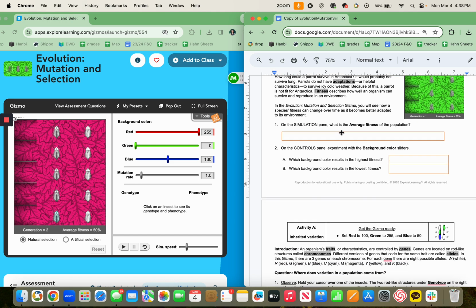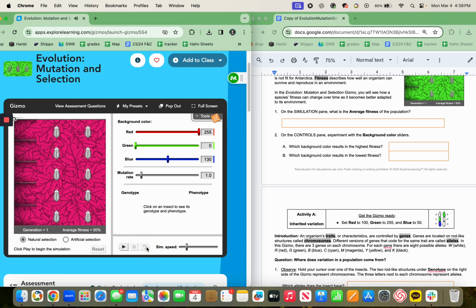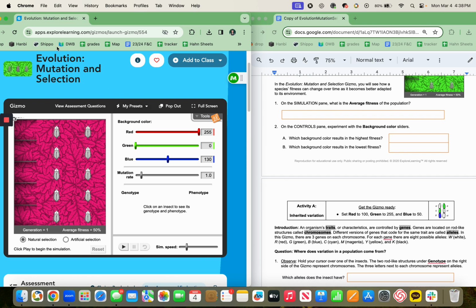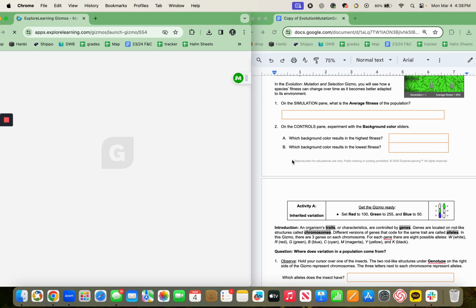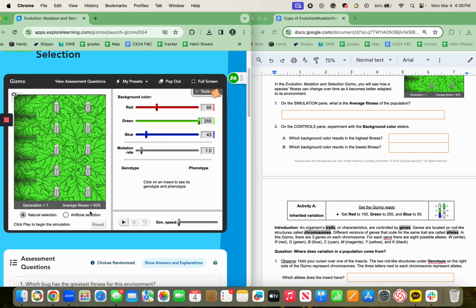We're going to go ahead and start. I'm going to try and reset this. Okay, so the average fitness, I messed up with these colors. When you go to the gizmo as it starts, the average fitness is right here. It describes it as 50%. It's not great, but it's not bad. It's right in the middle. And then what background color? We're going to move the sliders around and see what background colors can give us the highest fitness. So we want this to go as high as possible.